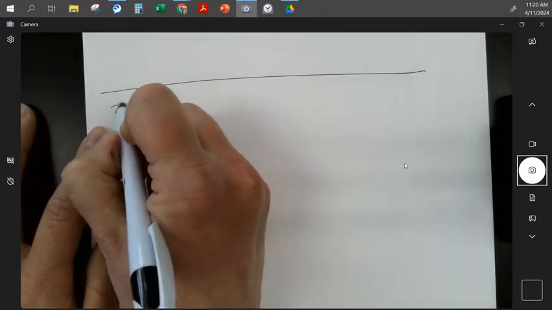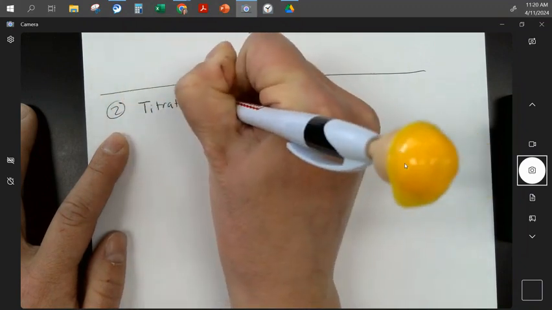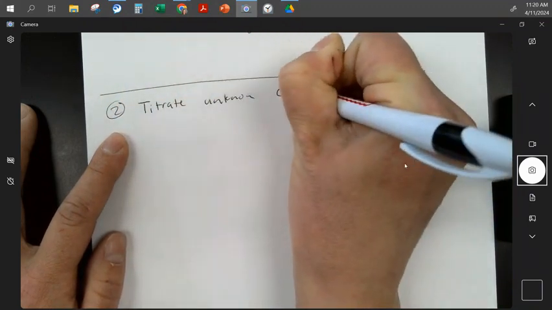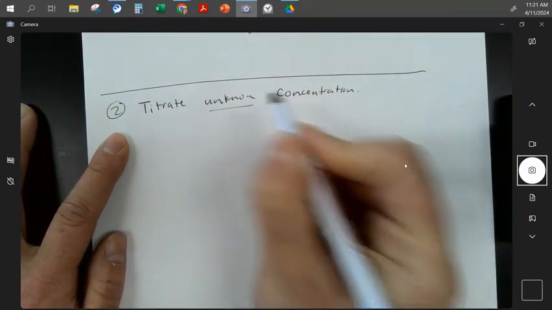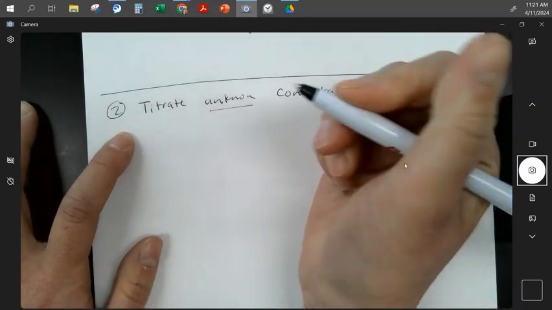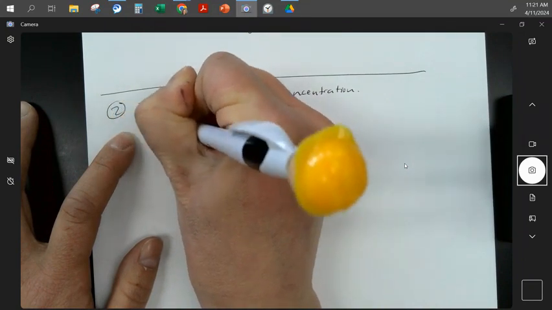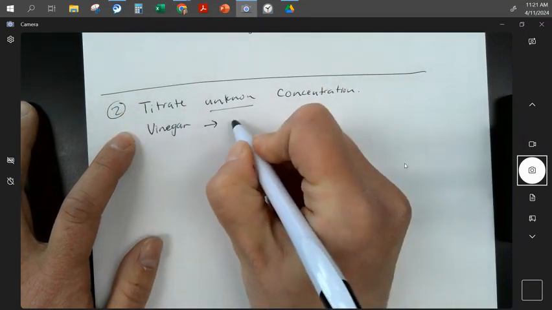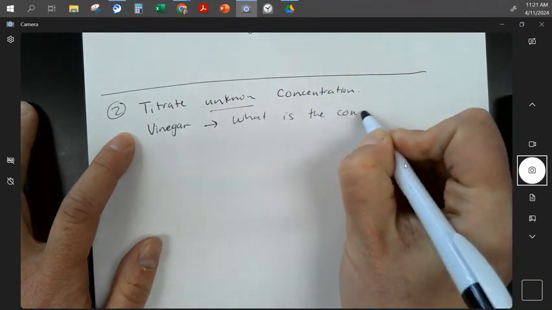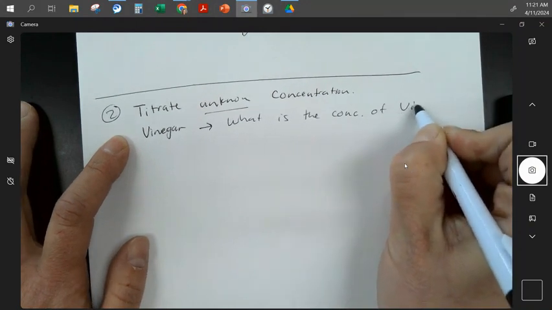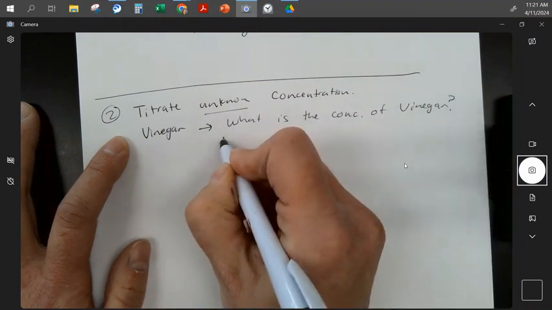The second kind of titration is you're titrating an unknown concentration. The unknown that we're going to use, it's not really an unknown, but we don't know the concentration, so the concentration is unknown, is vinegar. So the point of this lab is we're trying to find out what is the concentration of vinegar. The acid in vinegar is acetic acid.